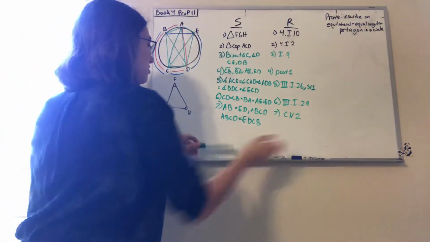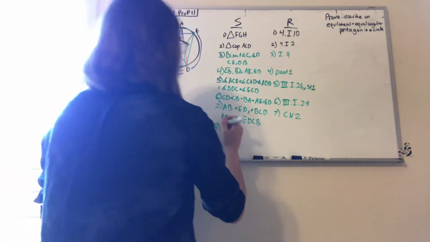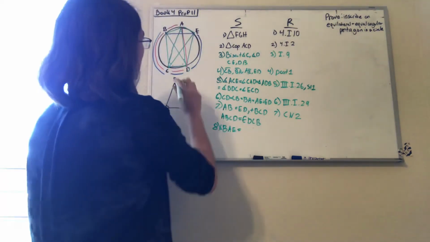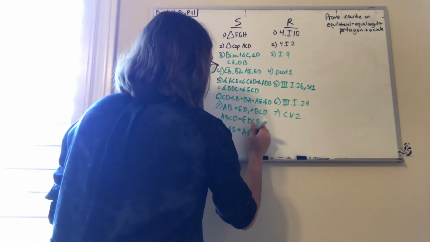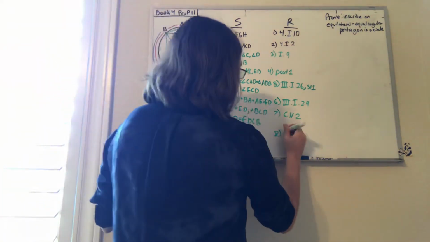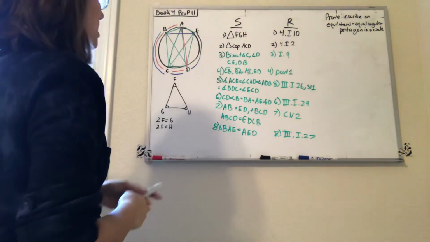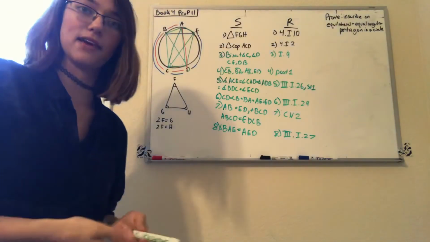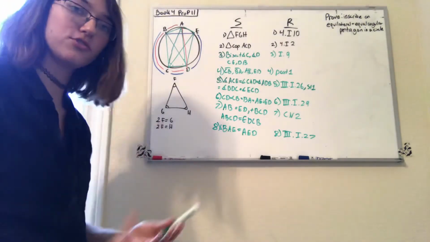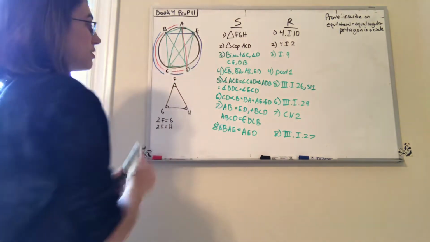Because of this, we can say that angle BAE is equal to angle AED. That is because of Book 3, Proposition 27, which says if they have equal circumferences, then the angles will be equal. Before we were just doing these little angles, but now that we're using the circumference of the whole circle, we can say that the bigger angles are equal to each other. This angle here and this angle here are equal to each other.